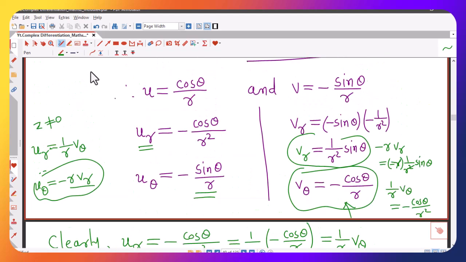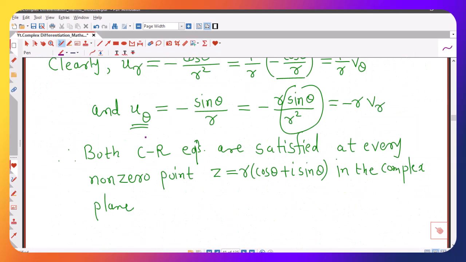Second condition is continuity of all these partial derivatives. So we can see here z is non-zero, therefore r is positive, and all these functions are continuous functions, because we know that cosine and sine are continuous at every point, and this r square or r, these are polynomial functions, they are also continuous, and in the division we have non-zero quantity, therefore they are obviously continuous at every non-zero point.